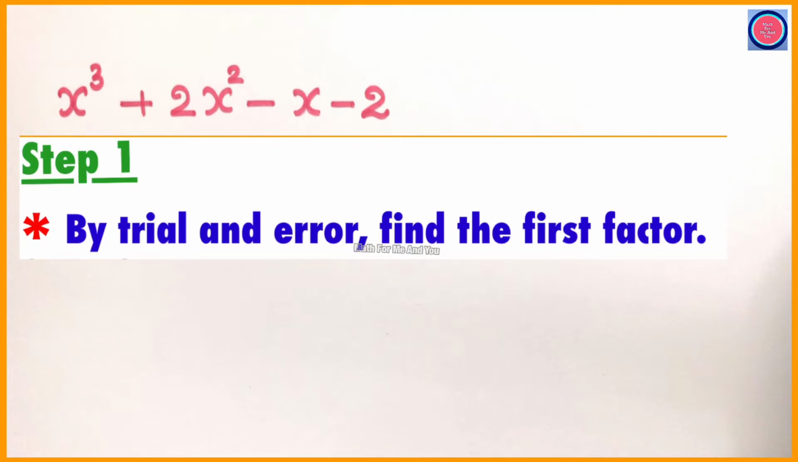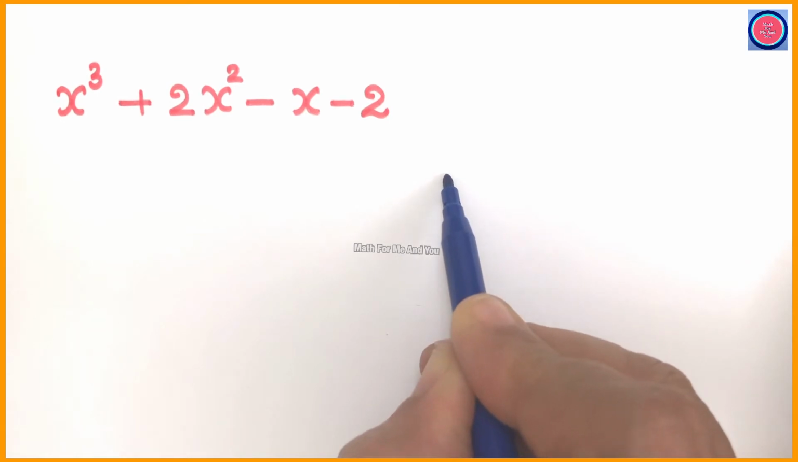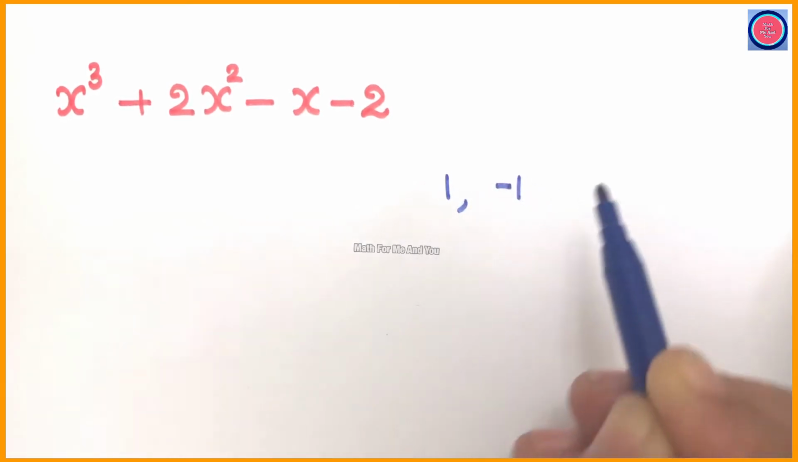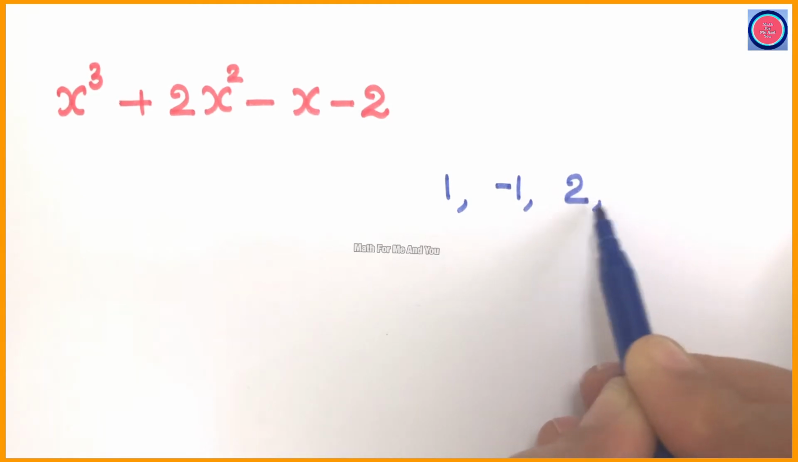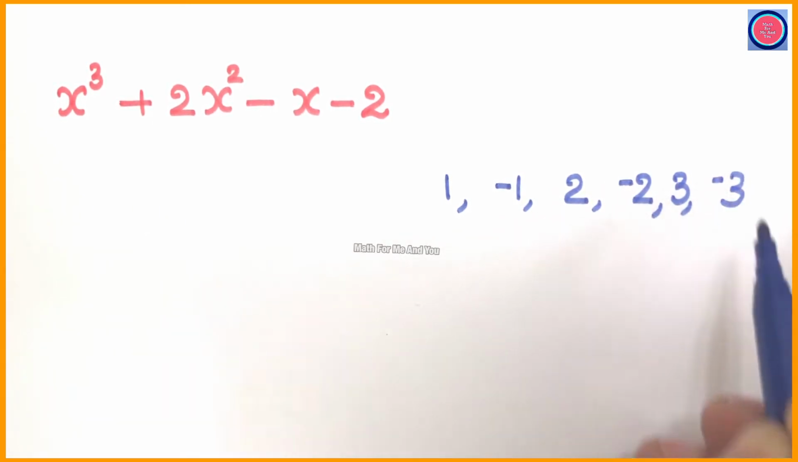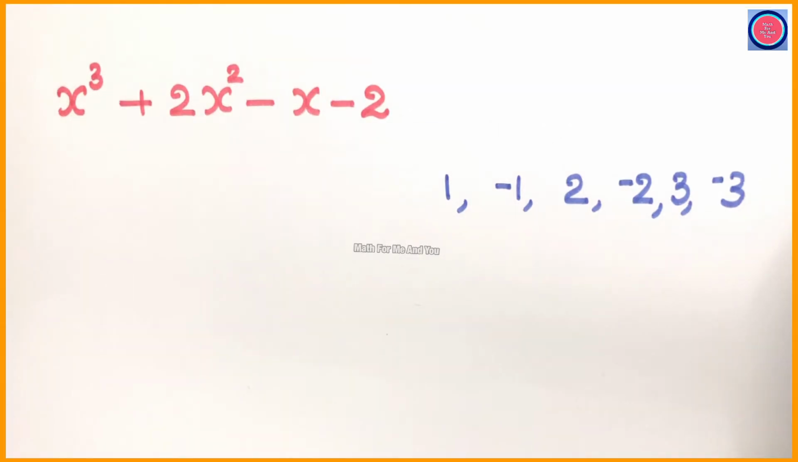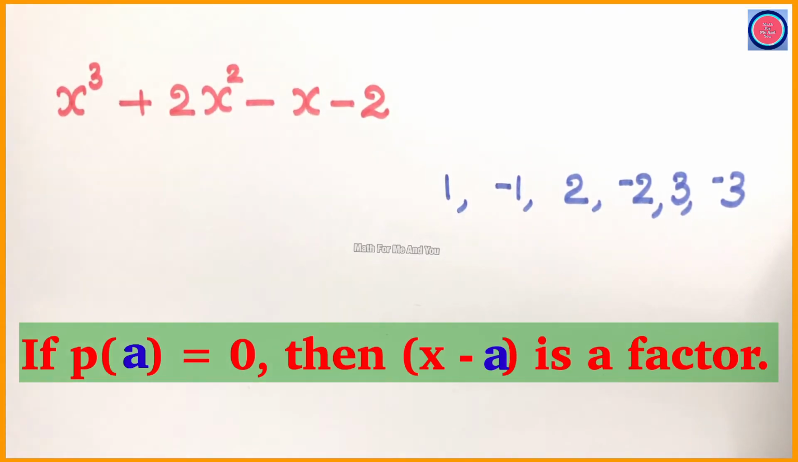To get this first linear factor, we use either factor theorem or remainder theorem. For that, we substitute the values 1, minus 1, 2, minus 2, or 3 or minus 3 for x. And if we get the polynomial becomes 0 at any of these values, we would say the root of the polynomial is that value. For example, if we put x equals a and we get the answer p of a equals 0, we can say a is a root or x minus a is a factor.